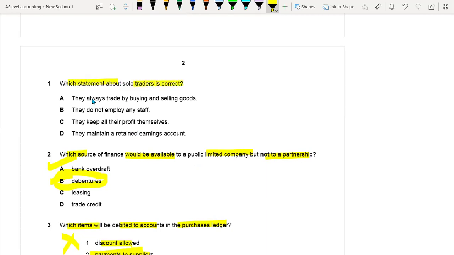Which statement about a sole trader is correct? They always trade by buying and selling goods. No, they can also be involved in the manufacturing sector. They do not employ any staff. Yes, they do, but very little staff. They keep all their profit themselves. Yes, but they do not maintain a retained earnings account. No, this is only maintained by the PLC. So C option is the right option.